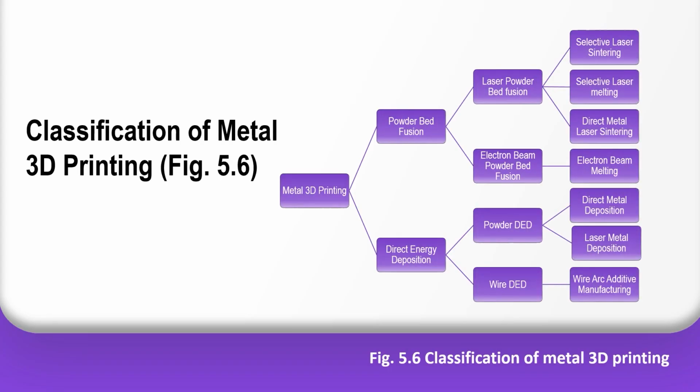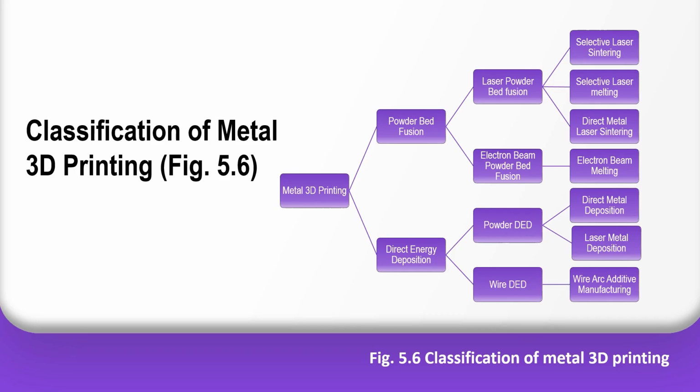Now coming to the commercially available 3D printing processes, metal 3D printing is broadly categorized into two types. One is called powder bed fusion and another is called direct energy deposition. Under powder bed fusion, we have laser powder bed fusion and electron beam powder bed fusion. Then for DED, I have powder DED and wire DED. And further, under the laser types, we have SLS, selective laser sintering, selective laser melting, direct metal laser sintering, and electron beam melting. Then under DED, I have direct metal deposition, laser metal deposition, and wire arc additive manufacturing.